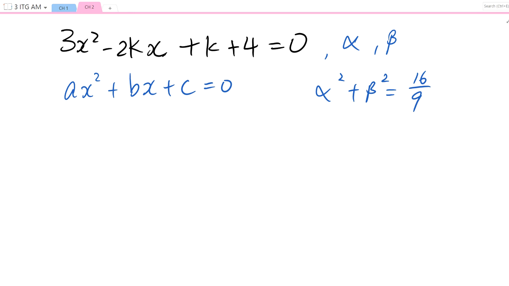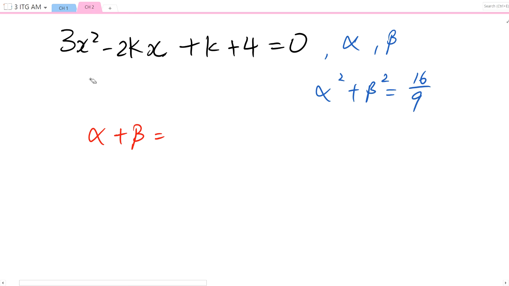alpha plus beta, sum of roots. Can we do that? What is alpha plus beta? Negative b over a. Okay, what is b now? Are you sure it's 2k? Negative 2k. Negative 2k divided by 3. Okay, so same thing again. I've got my sum of roots, which is 2k over 3.